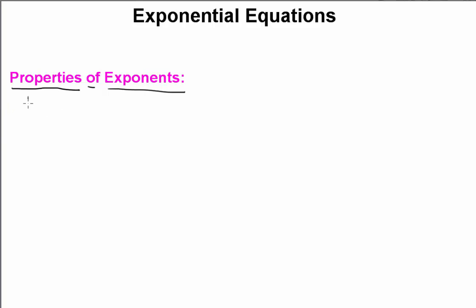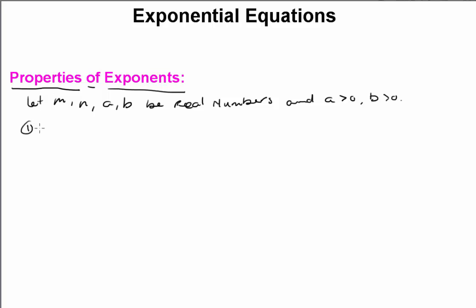So first we're going to let m, n, a, and b be real numbers. And a has to be greater than 0 and b has to be greater than 0. So we must define these before we start using all these variables in our properties.